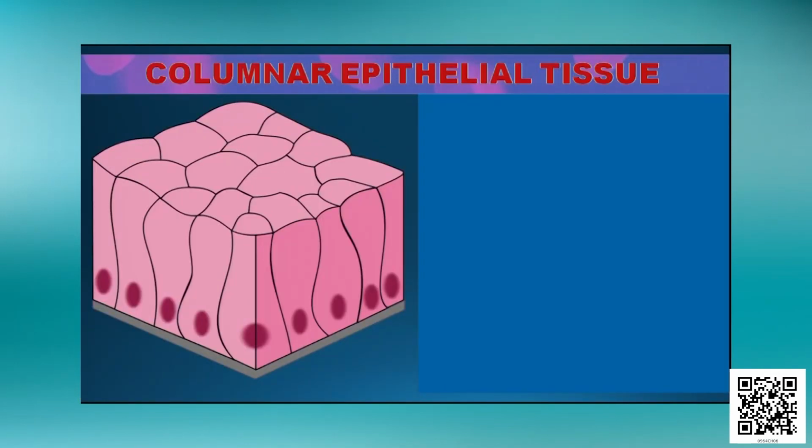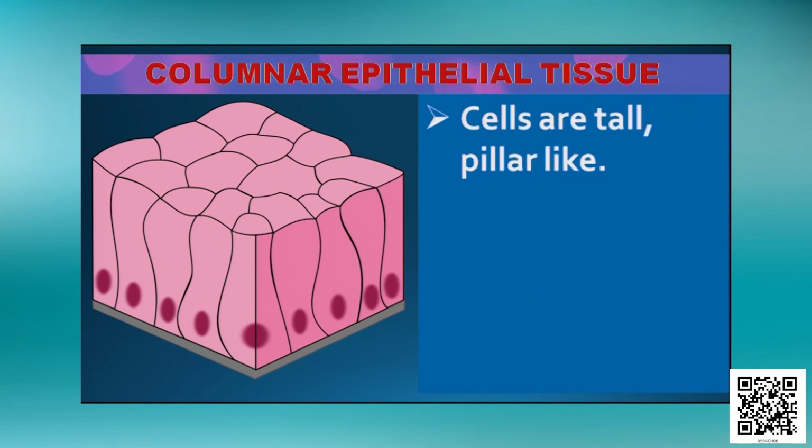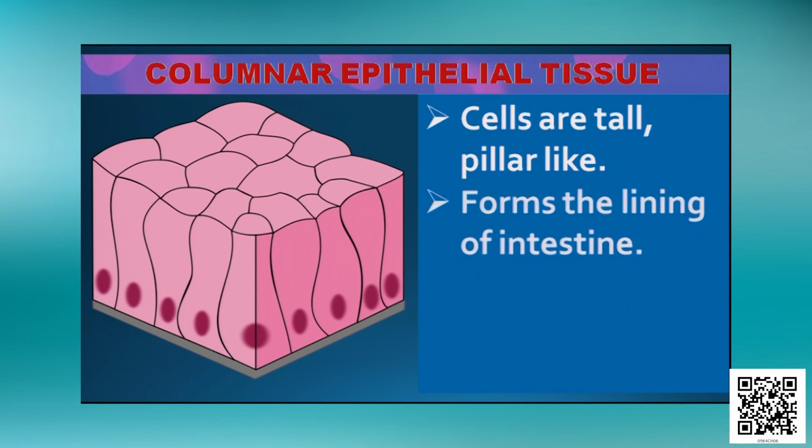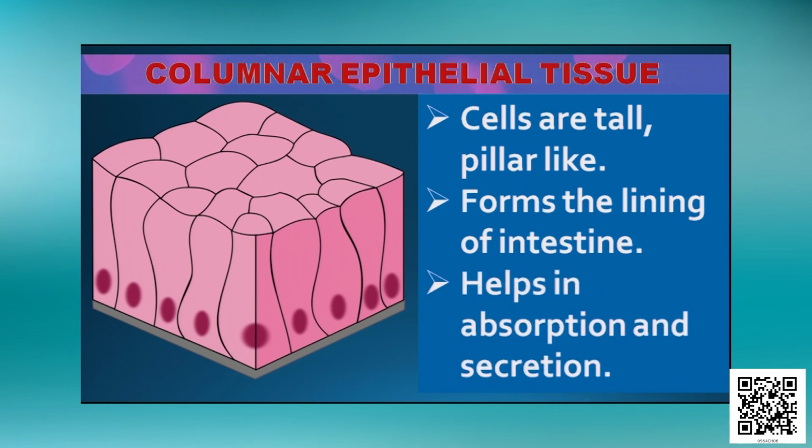Here, the tissue is columnar epithelial tissue. Column. Look at the picture again. How do the tissues look? Yes, the cells are tall and pillar-like. It means the length of the cell is more than the breadth. That's why the cells look tall and pillar-like. So you have already seen that it forms the inner lining of the intestine. What does it do? Definitely, if it is present in the intestine, it helps in absorption and secretion.